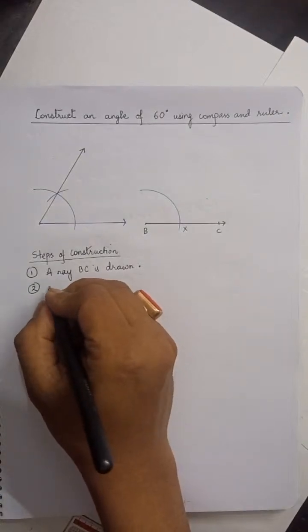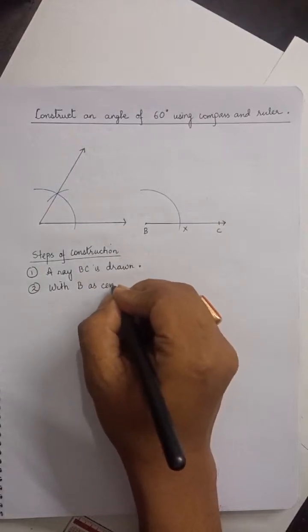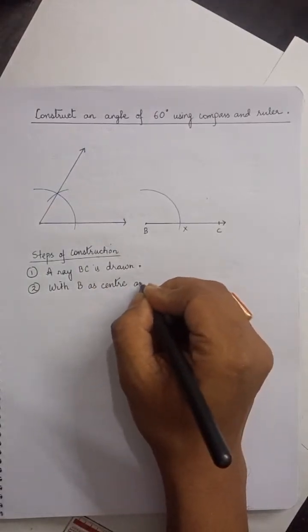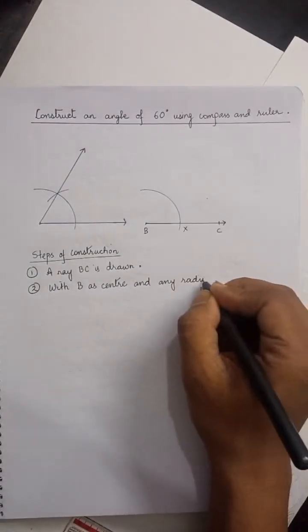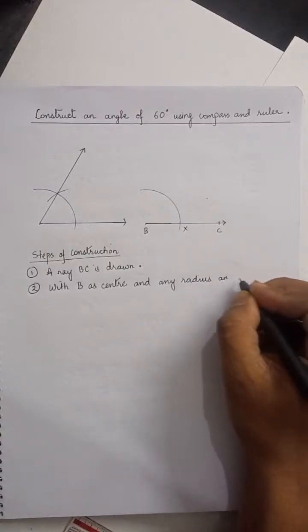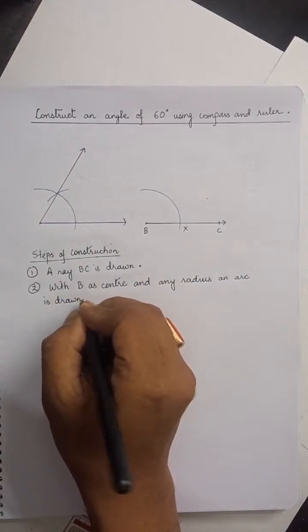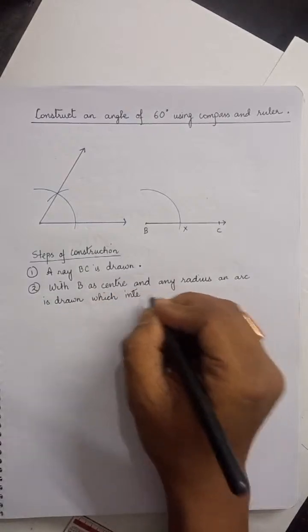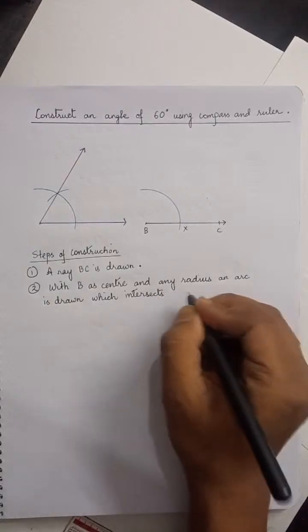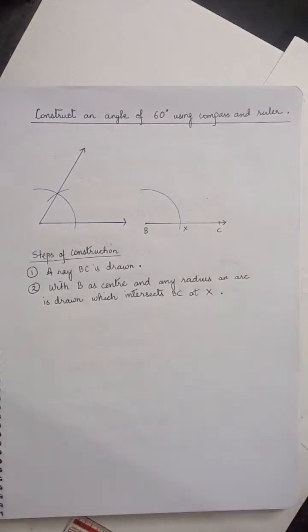So I will write: with B as center and any radius, an arc is drawn which intersects BC at X.